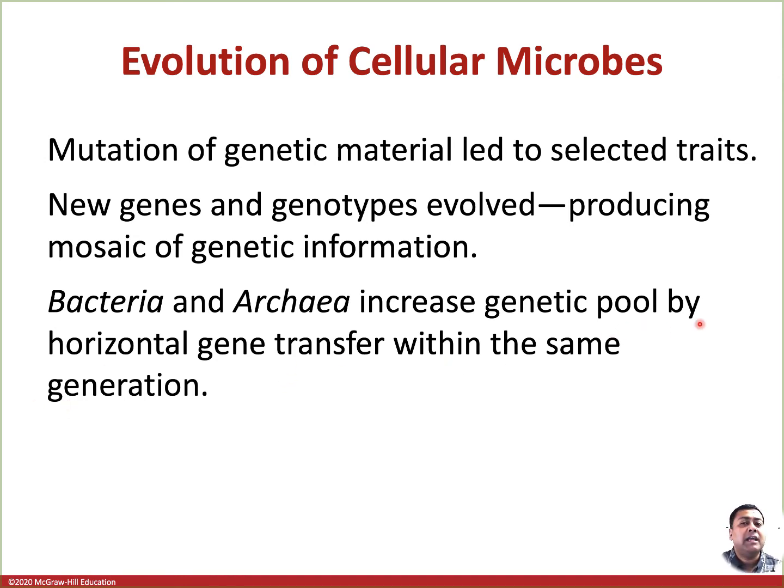And bacteria and archaea increase the genetic pool by horizontal gene transfer within the same generation. What we mean by this is that bacteria divide 1 into 2, 2 into 4, and in the same generation they can transfer genes by many different methods. So for example, we're going to talk about conjugation or transformation. These are some of the methods by which horizontal gene transfer can lead to many different types of traits as well.